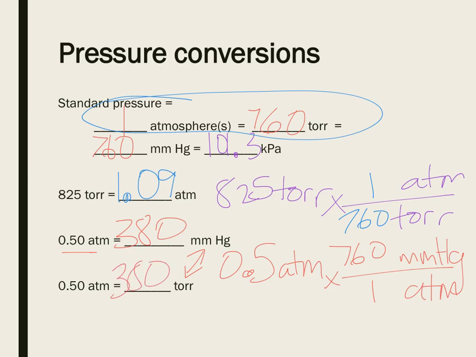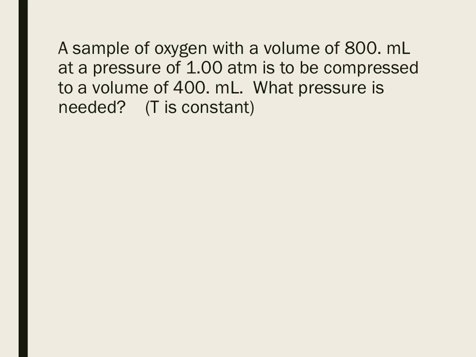So let's just keep these pressure conversions in our mind as we go forward here. All right, here's our first Boyle's law actual math problem. Have your calculators handy and let's get started. A sample of oxygen with a volume of 800 milliliters at a pressure of 1.0 atmospheres is to be compressed to a volume of 400 milliliters.